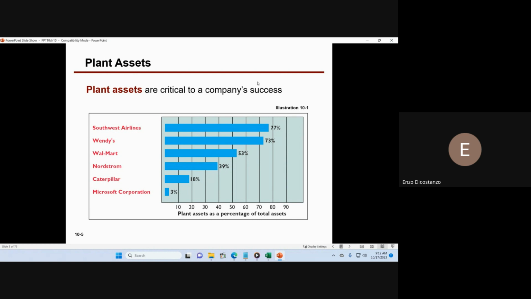And also, depending on the type of company, and I just mentioned Wendy's, there are some firms that don't. Obviously, airlines are at the top of the list here. You know, they have their aircraft and their other equipment.